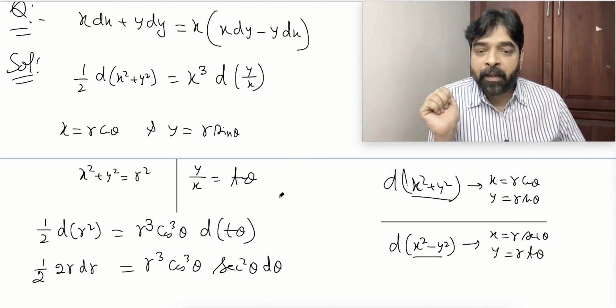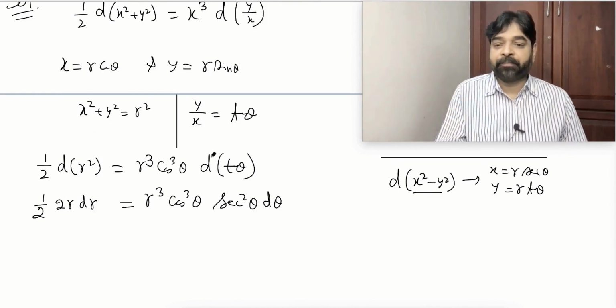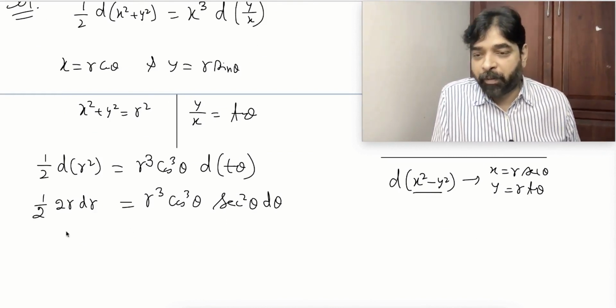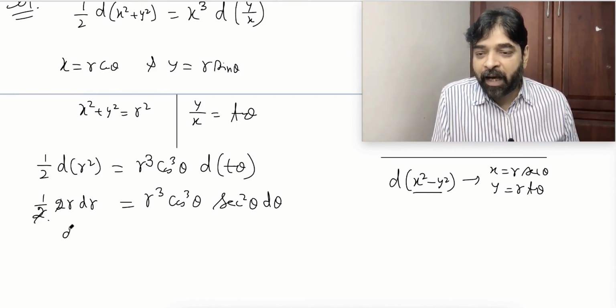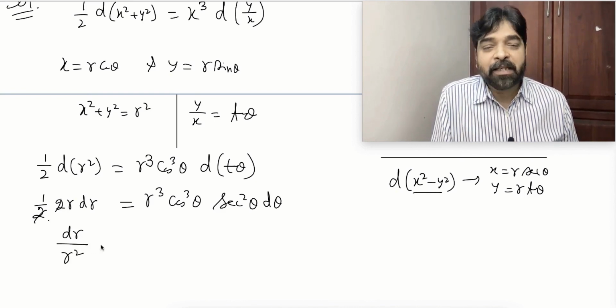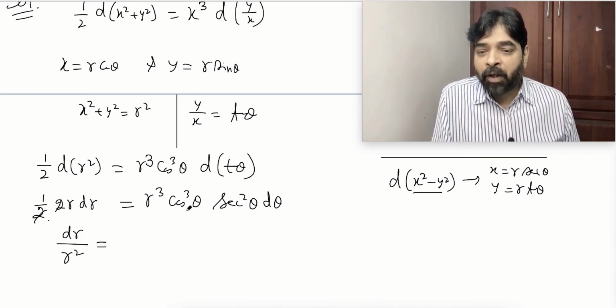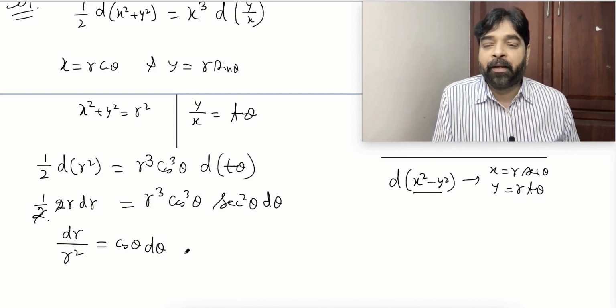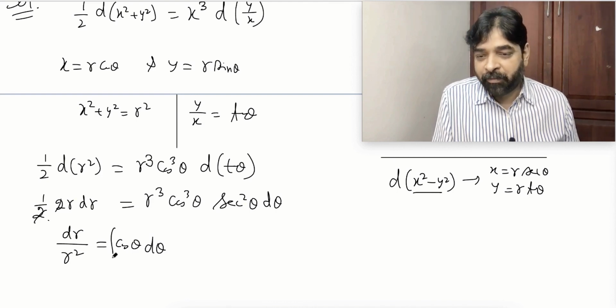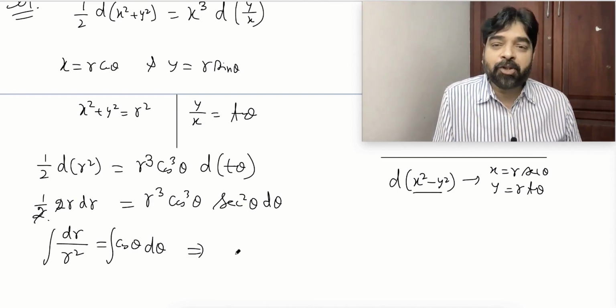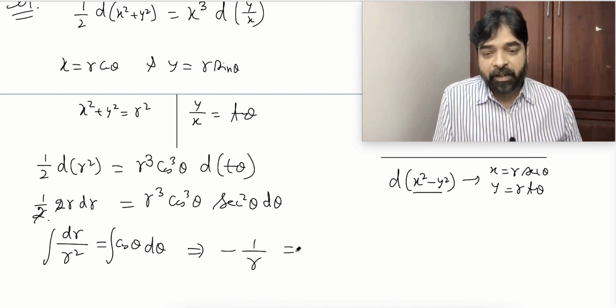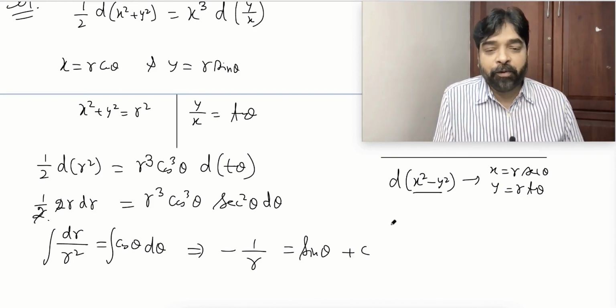Okay. Sometimes the computer does things here and there. This part came. Till here clear to everybody. 1 by 2 gets cancelled, one r gets cancelled. We'll get dr by r square. Now variable separation very easily is equal to cos cube theta, so that will become cos theta, because secant square theta will get cancelled, d theta. Have you understood the benefit? Now we easily convert to variable separation. So integrate both sides. Integration of dr by r square is minus 1 by r, equal to integration of cos theta, which is sin theta plus c. Put back the value, that is your solution.